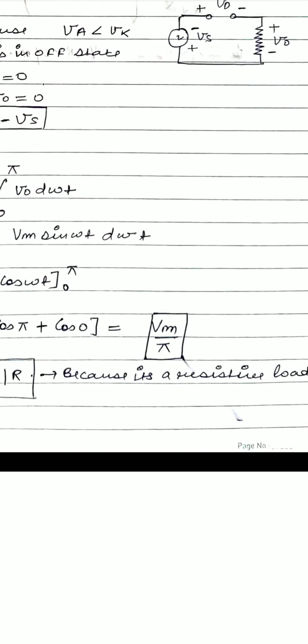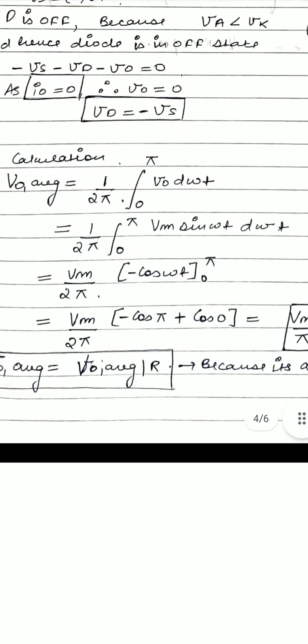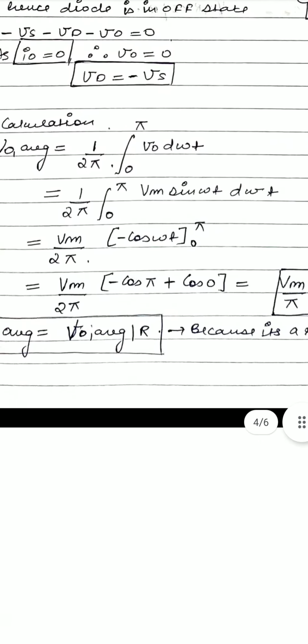Vm is nothing but the peak value of the supply voltage. And I naught average is equal to V naught average by R. Why are we doing this? Because the load is resistance.